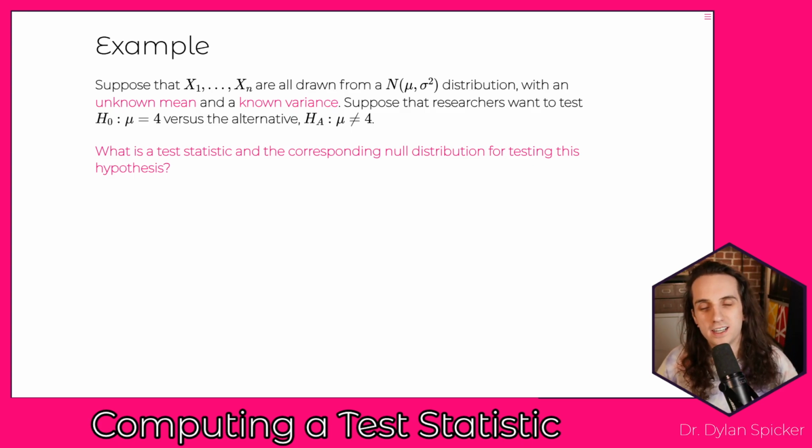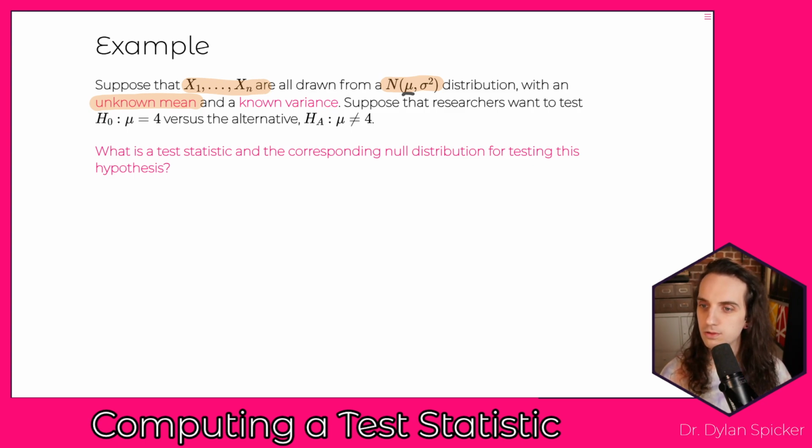So we're going to take a look at an example for identifying a test statistic here. And we're in the situation where we have x1 through xn, all drawn from a normal distribution, right? And importantly, we're saying that the mean is unknown. So we don't know the actual specific value of mu here, right?